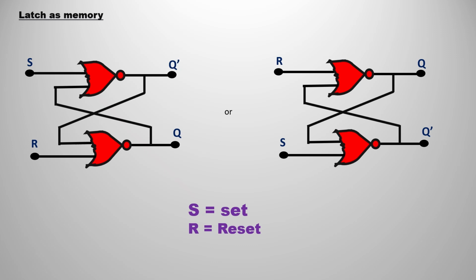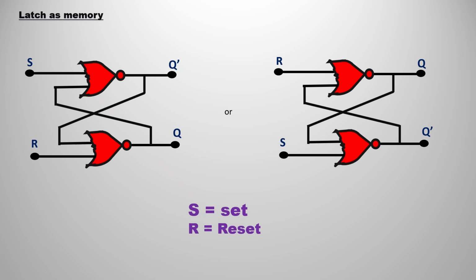But remember one thing: S means set, R means reset. If S dominates, the output Q would be 1, and if R dominates, meaning R is 1 and S is 0, then the output would be 0, because R is equal to 1. And see clearly, these two circuit diagrams are not the same. That is why I have represented OR in between.